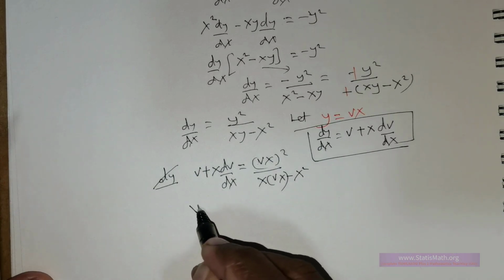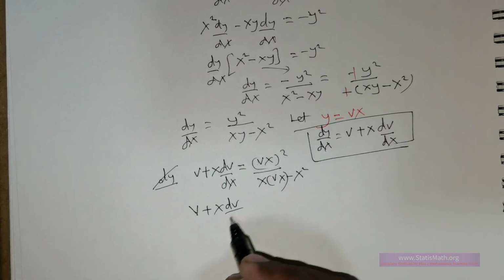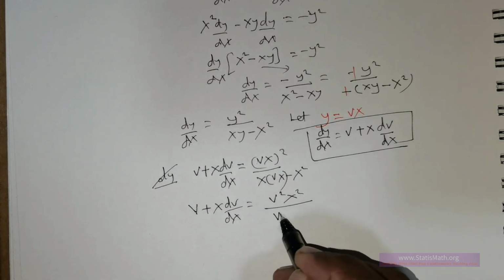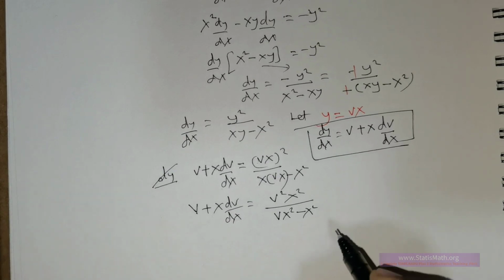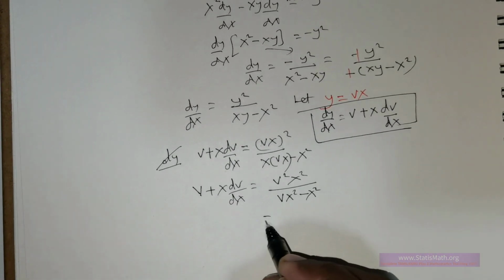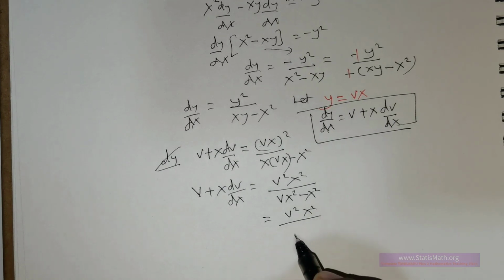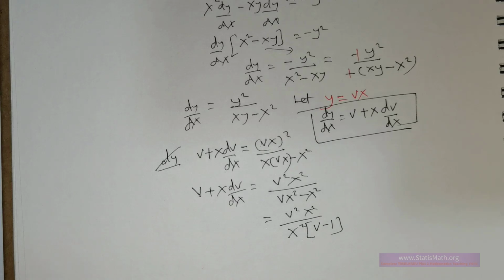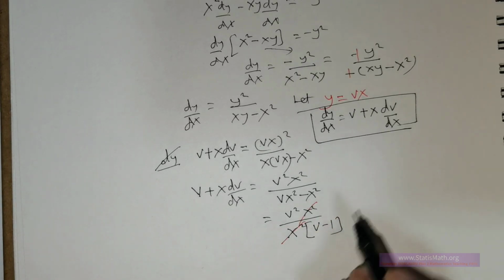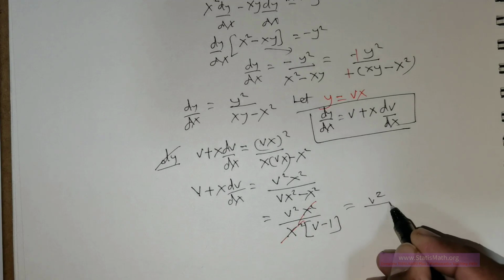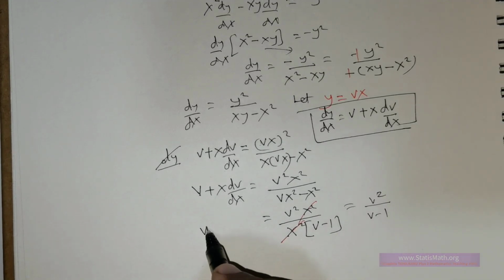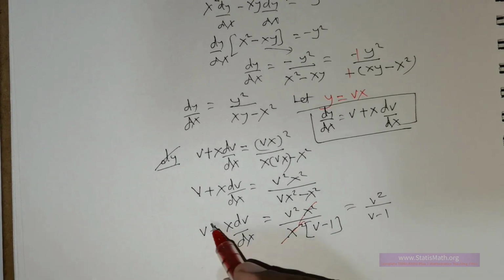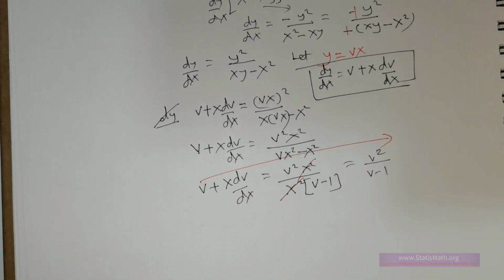This is rewritten as v plus x times dv/dx equal to v squared x squared divided by v times x squared minus x squared. Now this is equal to v squared x squared divided by, I can take an x squared common, so that's going to be v minus 1. Clearly the x squareds can be cancelled, giving me v squared over v minus 1. On the left I've got v plus x times dv/dx. So I'm going to move this v to the right side.